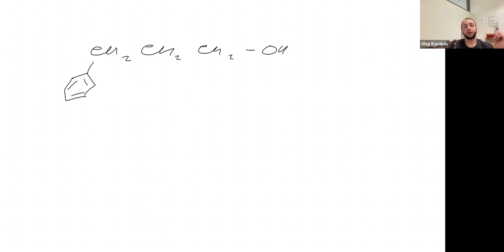So something like that. So here we have C6H5. We have 3 carbons in the main alkyl chain. We have the OH group. So we have an alcohol here. You can think about that.